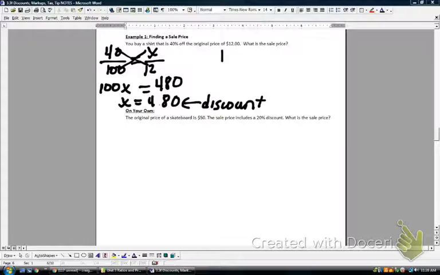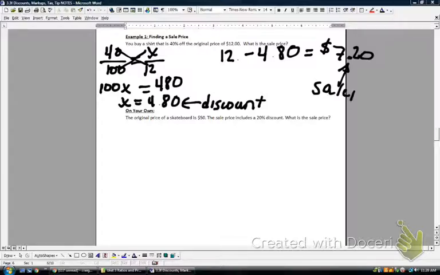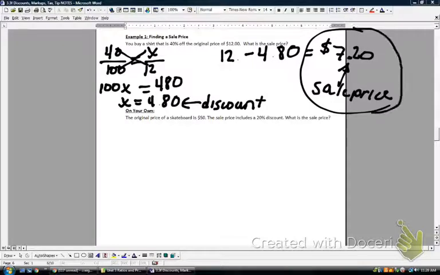So then to find my sale price, I take 12 minus 4.80, and I'm going to use my calculator and do that. And when I put that into my calculator, then I get $7.20. So this right here is my sale price. So when I take that up to the cash register, it's going to ring up for $7.20 plus tax.